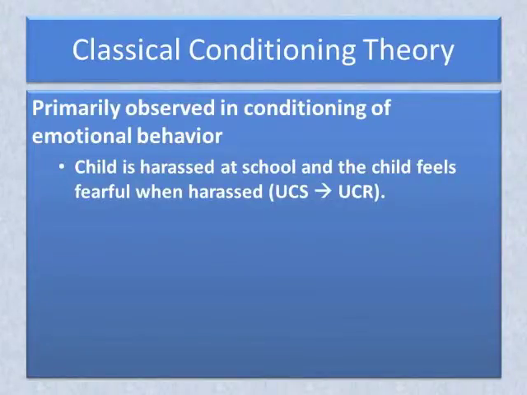Another example, the child may be bullied or harassed by other students and feels anxious or fearful when this happens. That is, the UCS of being harassed elicits the UCR of anxiety or fear. If the child is bullied quite often at school, the UCS of being harassed or bullied becomes associated with the previously neutral stimulus, NS, the school.